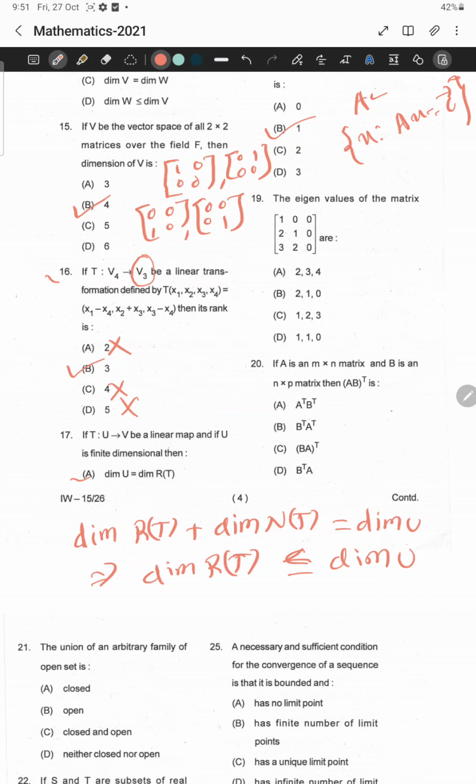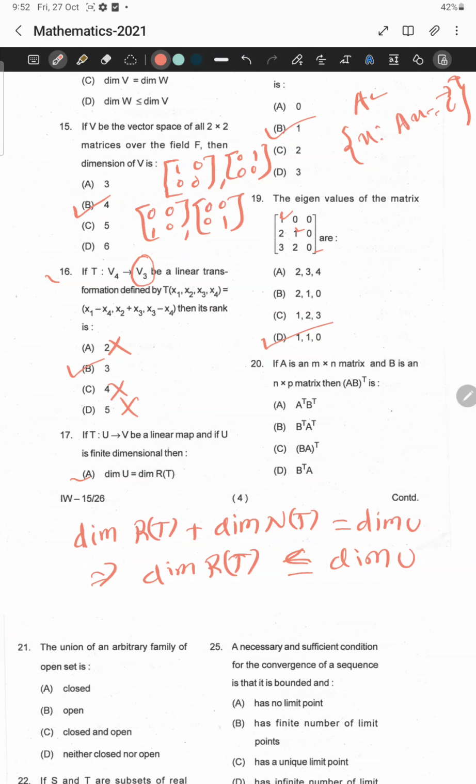Let us move to question number 19. In question number 19, what are the eigenvalues of the matrix? This is a simple question because it is a lower triangular matrix. In a lower triangular matrix, the eigenvalues are the diagonal elements. Here 1, 1, 0 are the eigenvalues. So the correct option is option D.